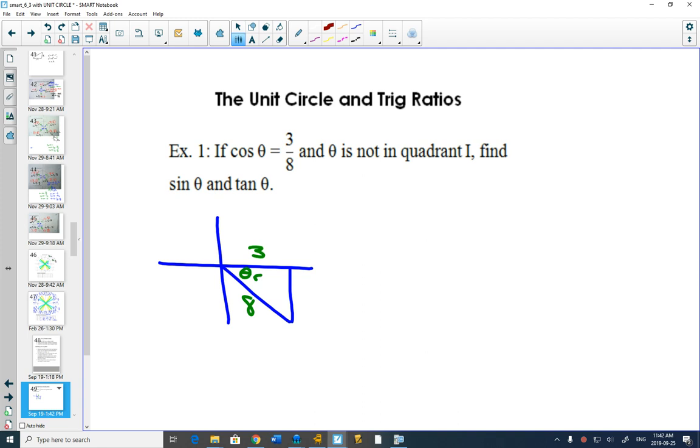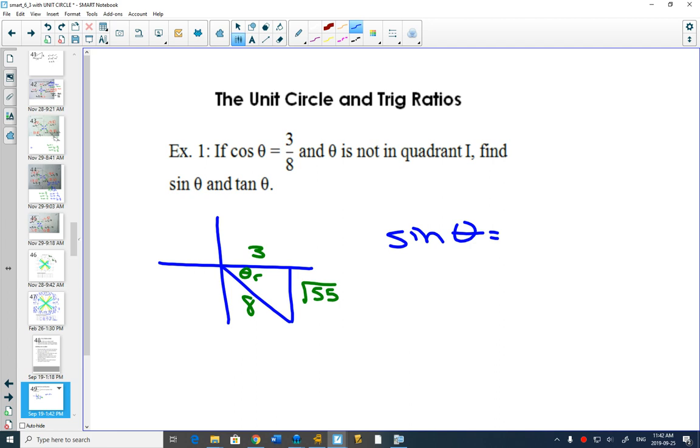And like I said before, you guys are going to get really, really good at a squared plus b squared equals c squared. The other side is going to be the square root of 64 minus 9. How'd you do? 55? Right? 64 minus 9, 55. So now that you have your triangle, it's not hard to find sine of theta.